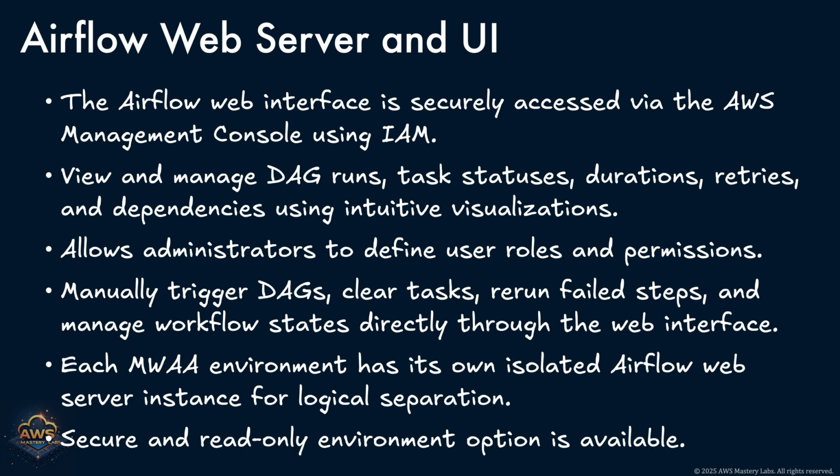Another key feature is access to logs. Task-level execution logs are made available within the UI and are backed by Amazon CloudWatch, making it easy to view detailed output, debug issues, and correlate events across runs, all without needing to access the underlying infrastructure. Each Amazon MWAA environment provides logical isolation, and the Airflow web server can be configured with read-only access, enabling secure visibility for auditors and stakeholders without risking unintended changes.